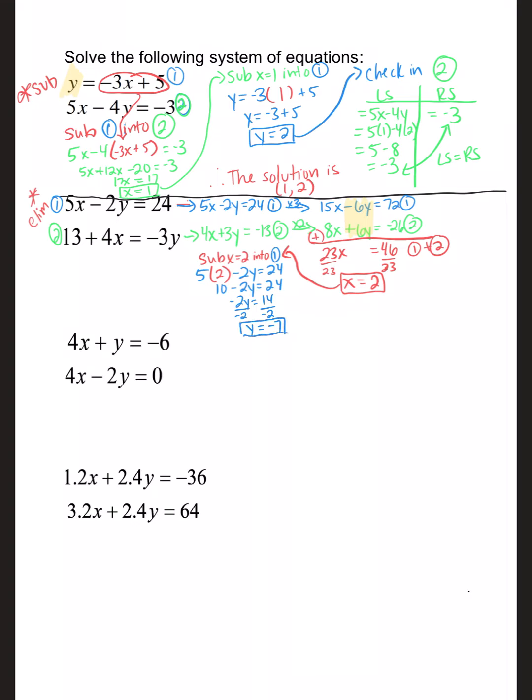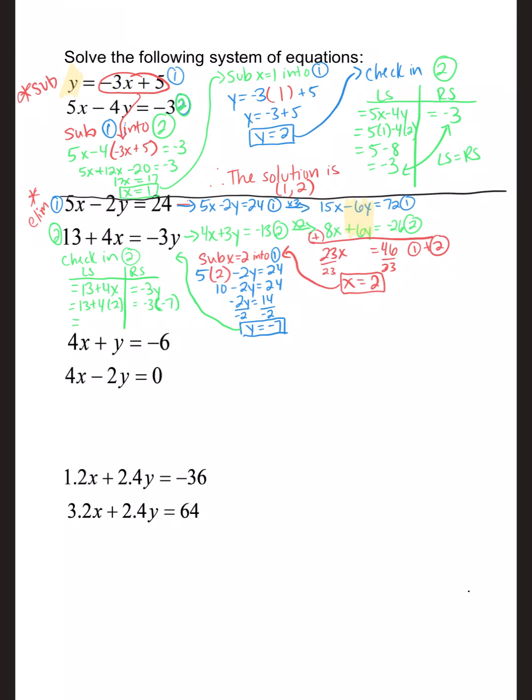Okay, and then the last part is we need to make sure that that solution we think is true is also going to work in the other equation. So we just looked at it in equation 1. So now we are going to check in equation 2. So we'll set up our left side and our right side. The left side of equation 2 is 13 plus 4x, and the right side is a negative 3y. So in place of our x, we're going to substitute that 2, and in place of our y, we're going to substitute a negative 7.